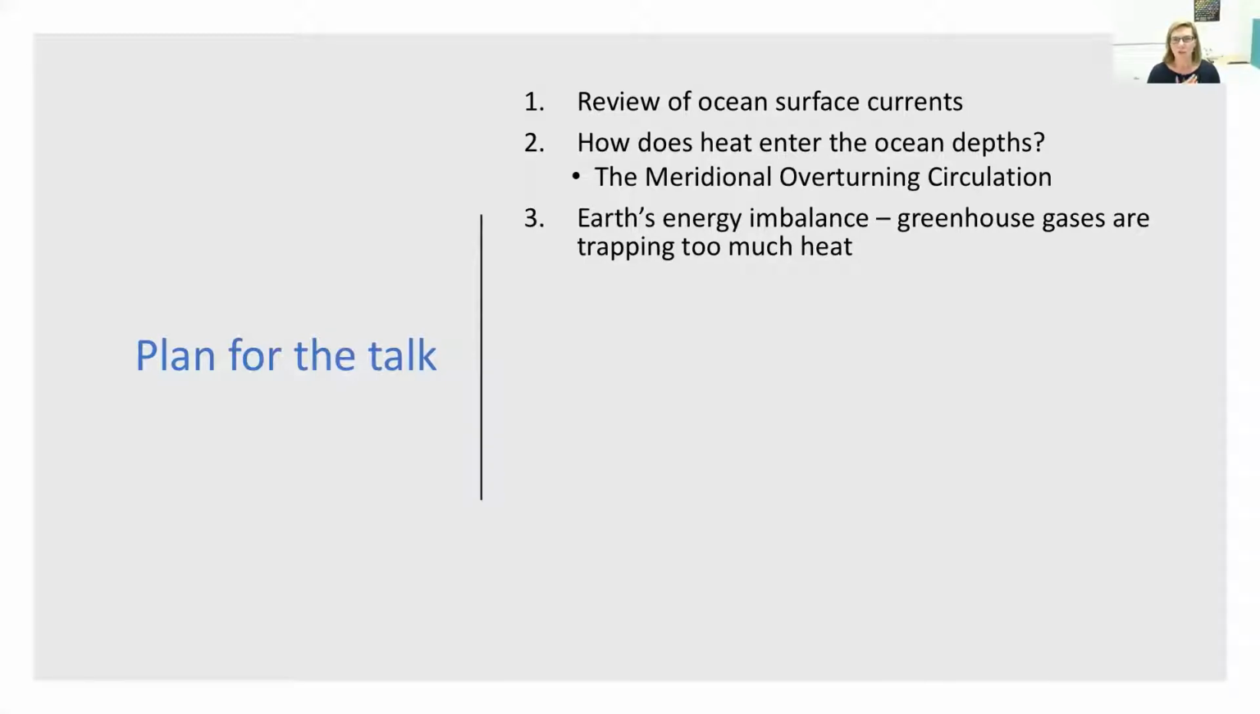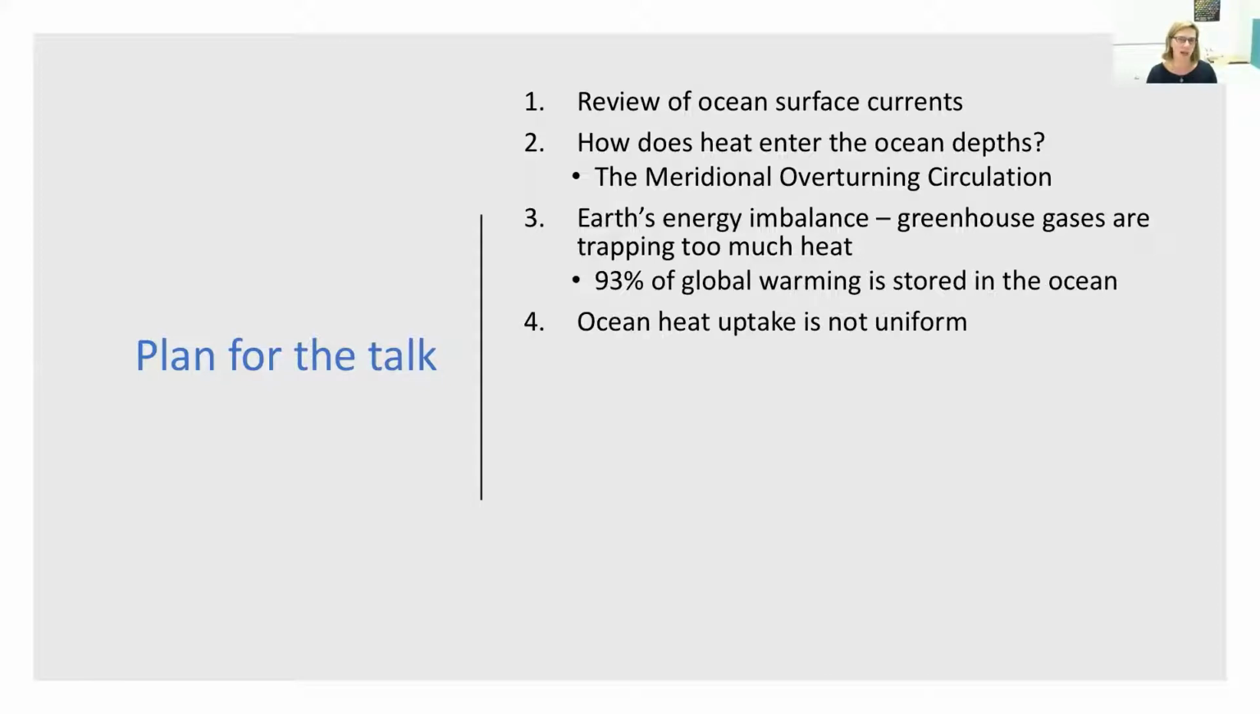I'd like to talk a little bit about the Earth's energy imbalance, because that's changing how much heat is actually going into the deep ocean, and that comes down to too many greenhouse gases being put into the atmosphere, which are trapping too much heat. And we find that 93% of global warming is stored in the ocean. So then we'll look at how ocean heat uptake is not uniform around the planet.